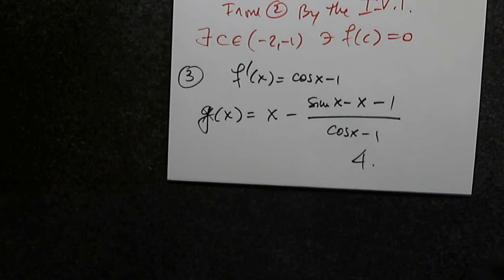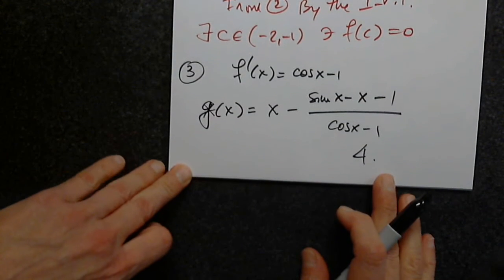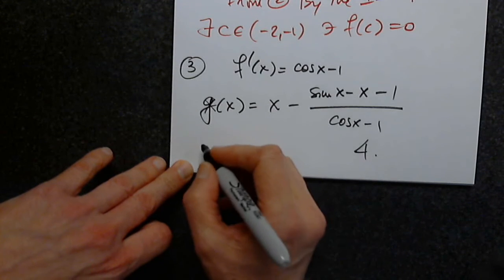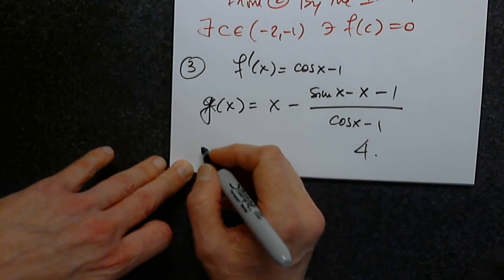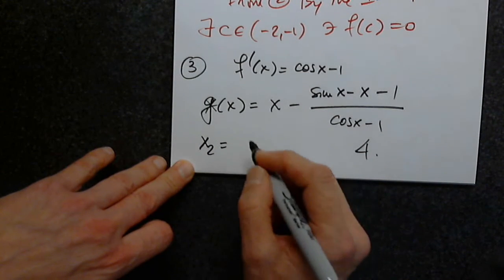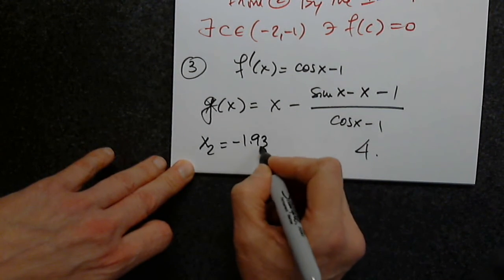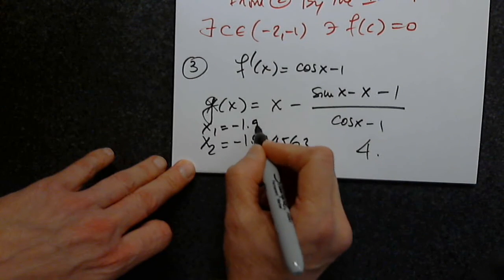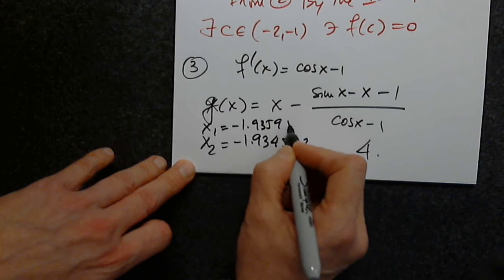And 0 is the first one, right? The first one is when we plug in -2. Right? Correct. Okay, so it's a result, right? Yes, so this is basically x2 directly. -1.934563, and x1 was -1.935951.